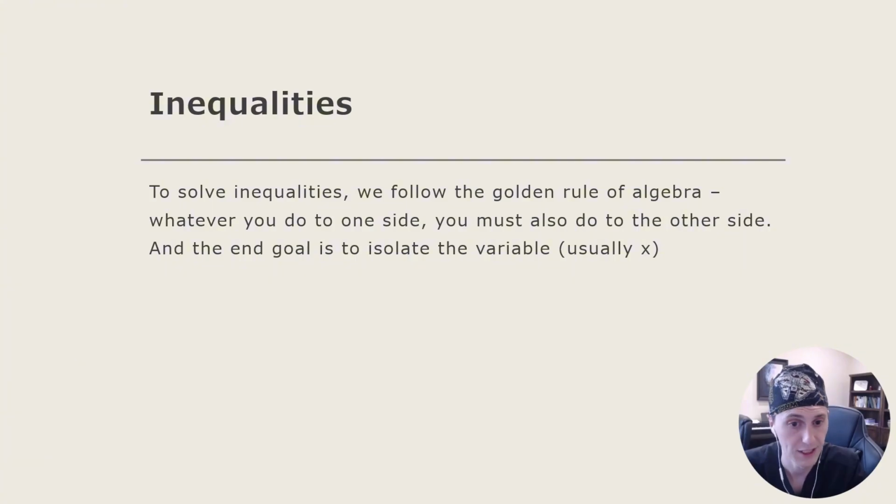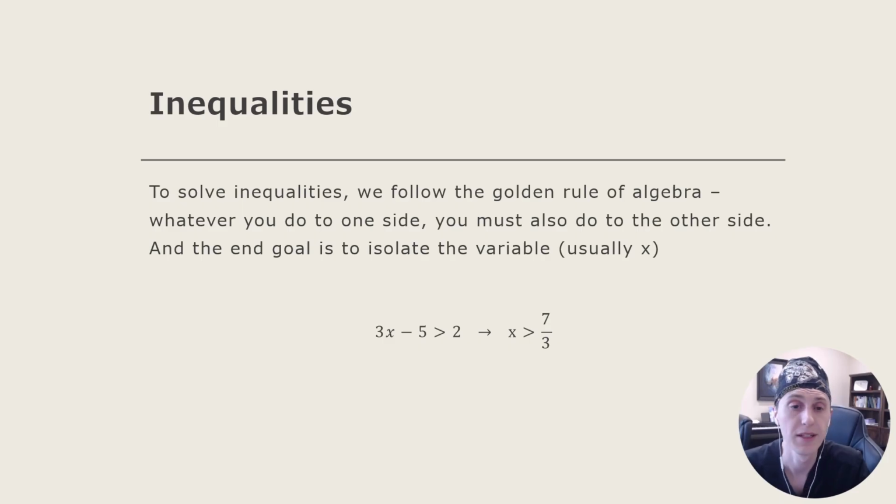So to solve inequalities, we follow the golden rule of algebra. Whatever you do to one side, you must also do to the other side. And the end goal is to isolate the variable. So here's an example. 3x minus 5 is greater than 2. So the way that we solve this is same as anything else in algebra. First, let's add 5 to both sides and then divide by 3. And that gets us to x is greater than 7/3. So we successfully isolated x and solved for x.